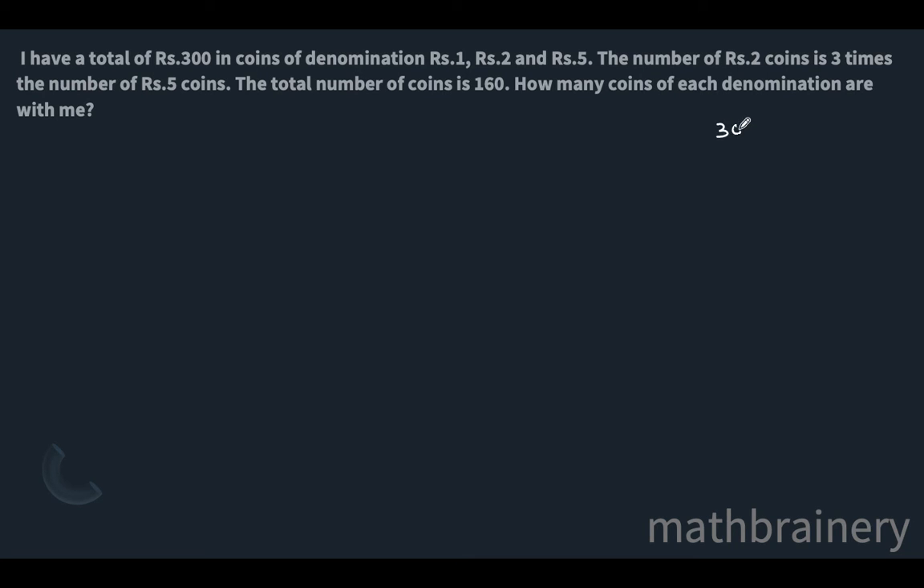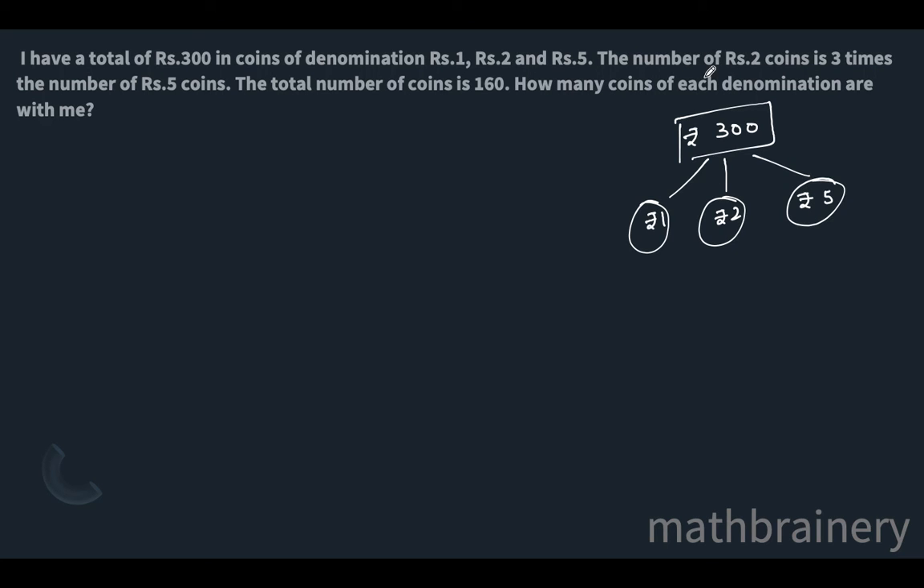So there are 300 rupees with me. Okay. Now these are in 3 denominations. We have some 1 rupee coins, we have some 2 rupee coins, and we have some 5 rupee coins. The condition is the number of 2 rupee coins is 3 times the number of 5 rupee coins. So number of 2 rupee coins is equal to 3 times the number of 5 rupee coins.